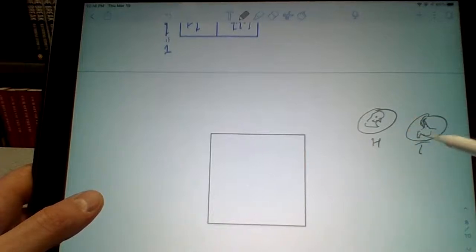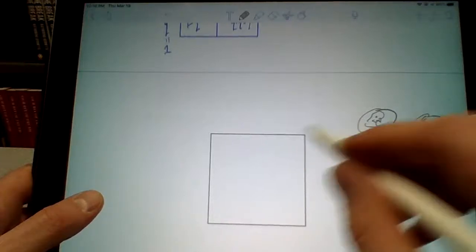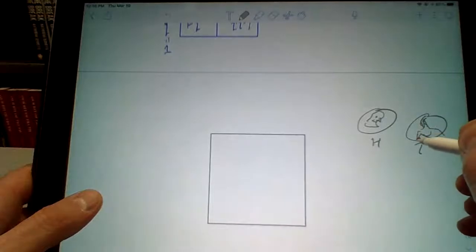I don't know why they call it tails when there's no animals on it. I guess there's an animal on the other side, and all the animals have tails.